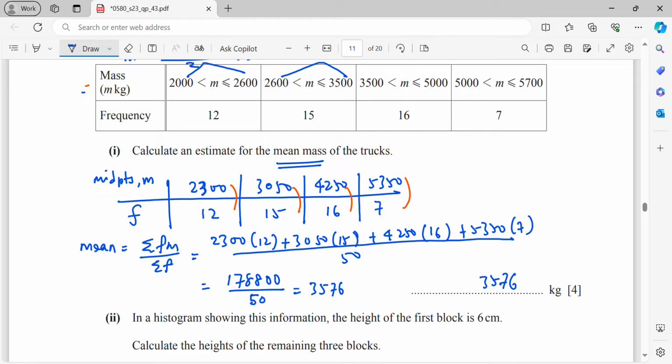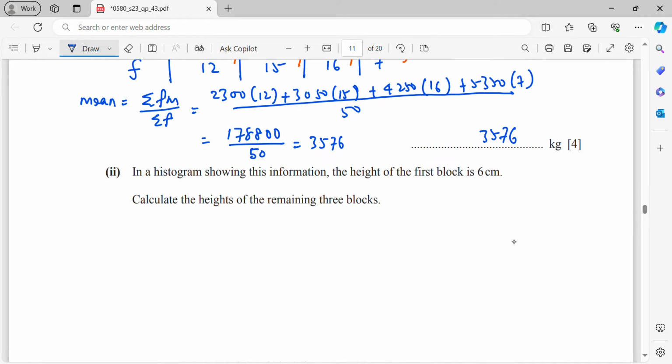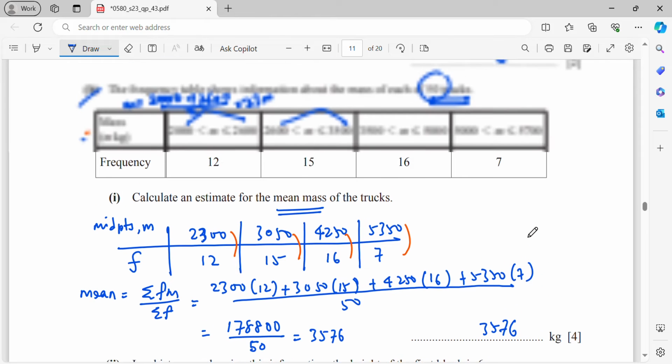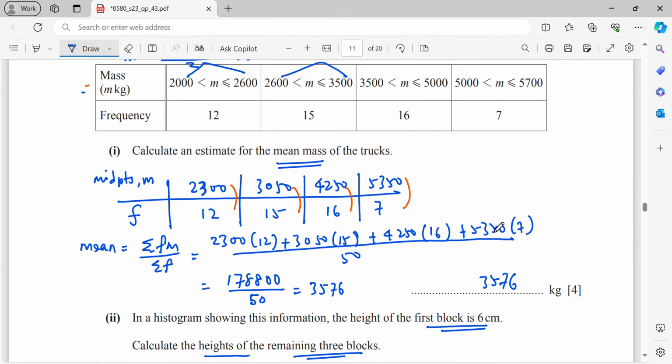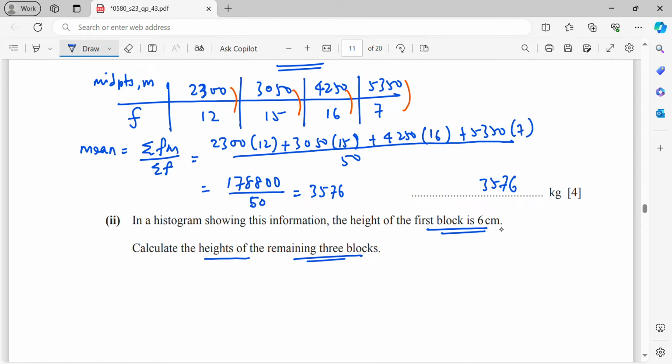Now part 2. In a histogram showing this information, the height of the first block is 6 centimeters. Calculate the heights of the remaining 3 blocks. Okay, so now I need to get the class width. So now I will just draw a table. I will write class width, because the height basically corresponds to the frequency density. Class width, I let it be C.